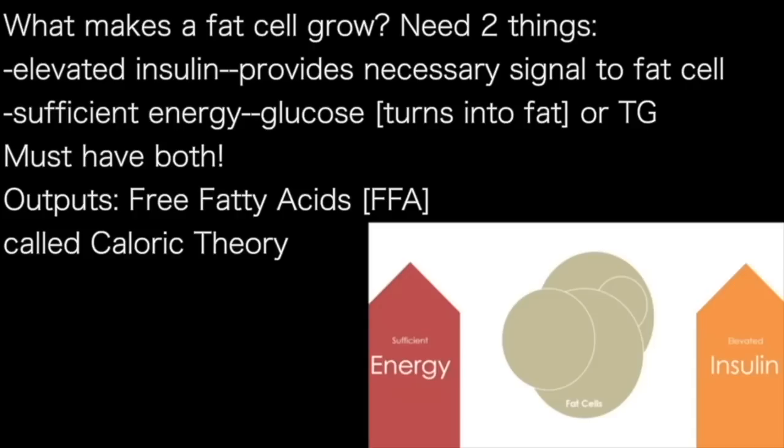And we're going to go into that in more detail just to explore what happens when we start manipulating the arrows a little bit. But let's just start with the purely energy-based paradigm. Looking at, again, just the level of the fat cell. If you have elevated energy, you would have sufficient glucose. And fat cells love glucose, and they love turning glucose into fat, and they do so very, very well. But fat cells also have the ability to simply pull in fat.